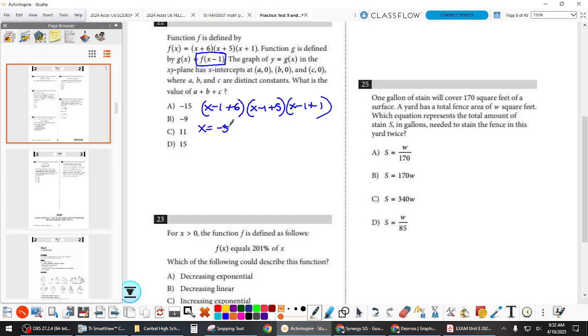Okay, so it becomes x plus 5, but the zero is negative 5. How about that one? Negative 4. And that one is 0. Yep. So add those together, you get negative 9. Does that help? Yeah.